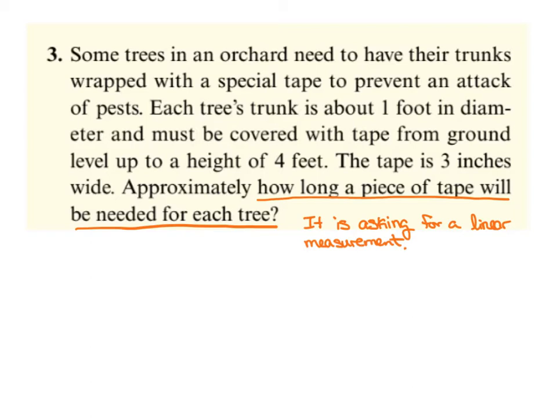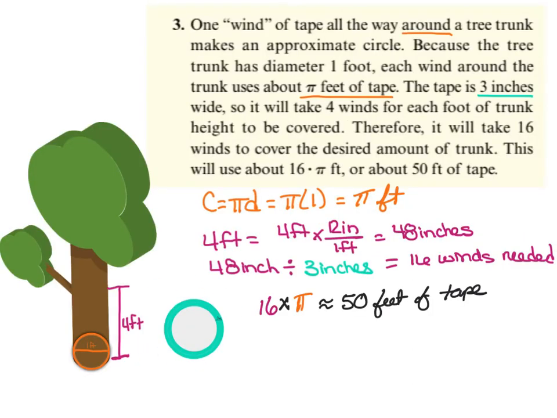Please note in this problem when they say how long a piece of tape, that is a linear measurement, and a linear measurement means that we're not talking about area and we're not talking about volume. So since a tree's trunk is somewhat circular, we're talking about the distance around a circular tree. So here I have the tree, the distance around the tree trunk, and if it's 1 foot across in diameter, the circumference, the distance around this tree, would be pi times 1, or pi.